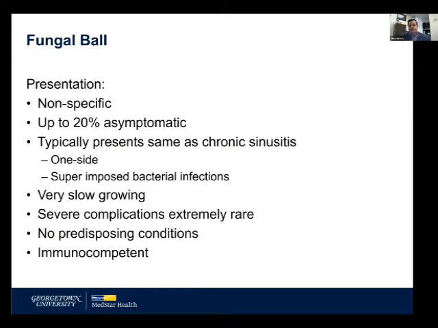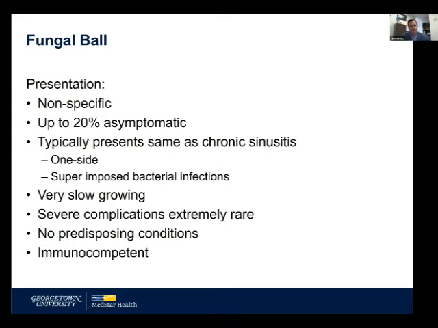Unfortunately, these tend to be non-specific. Up to 20% are asymptomatic, just discovered incidentally on imaging, though they typically will become symptomatic if left alone. They present non-specifically, like I said, often similar to chronic sinusitis, with one-sided symptoms, which do throw a key that something else is potentially going on. And it's not uncommon that they have superimposed bacterial infections, so it can create a little bit of a confusing picture, as these oftentimes will respond to antibiotics, at least temporarily, with improvement of symptoms.